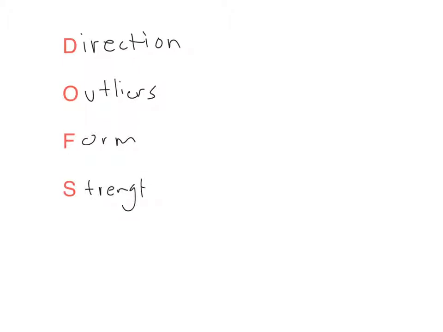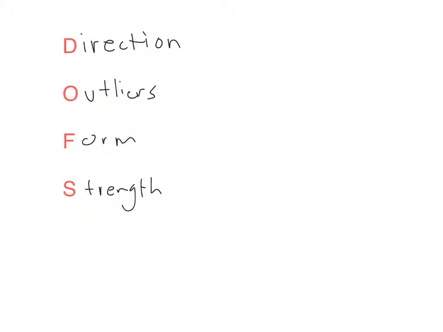To describe a relationship in a scatterplot, we're going to use this acronym to help us remember and make sure we hit all the things we need to hit. This acronym is DOFS. Now DOFS stands for direction, outliers, form, and strength. And of course, in all of this, you want to make sure you include context.